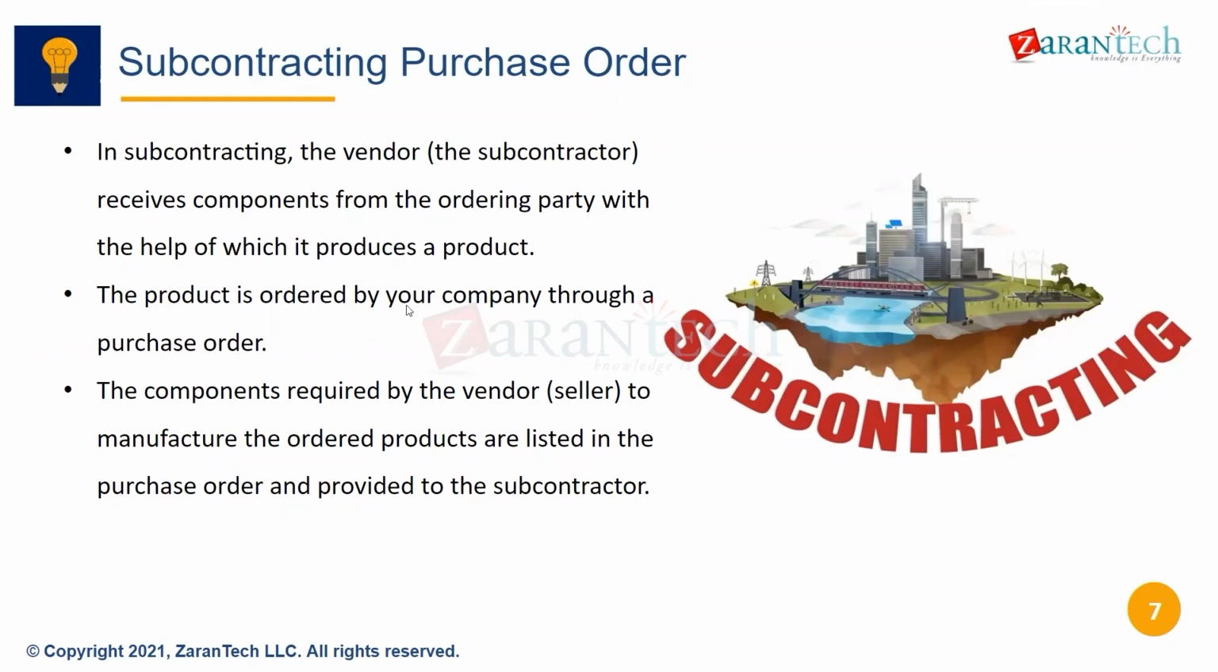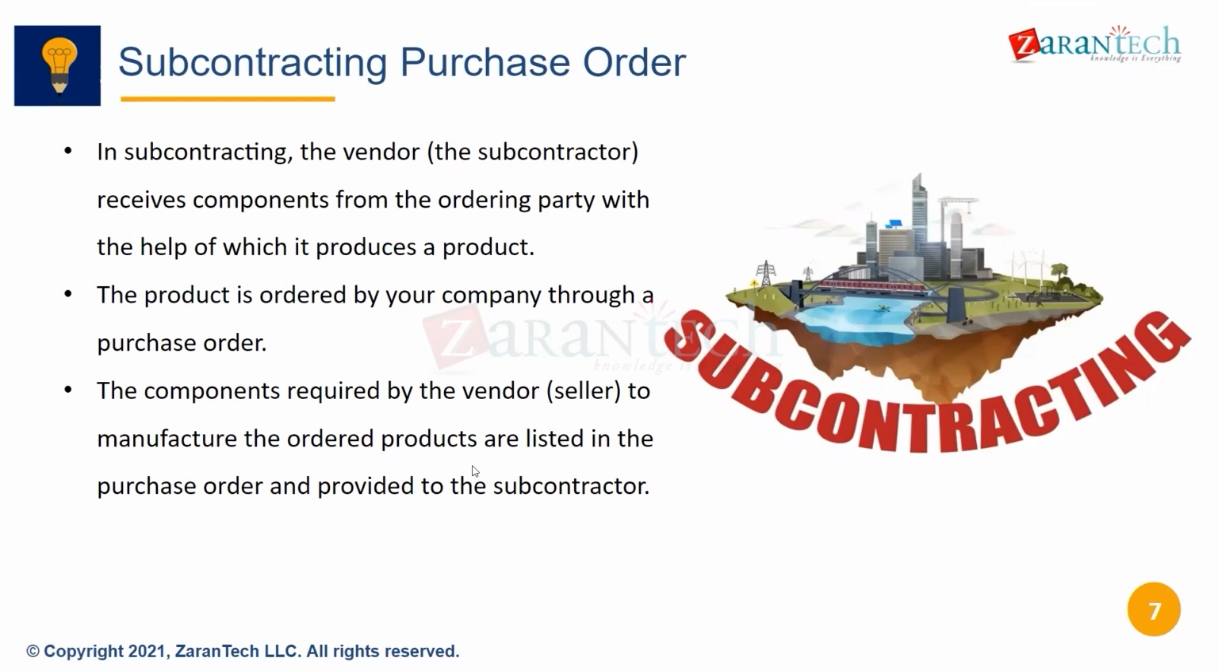Then the product is ordered by your company through a purchase order, meaning we will create one subcontracting purchase order, and by using that subcontract purchase order, we'll receive the final material which is produced by the vendor using our material only. Then the components required by the vendor: we are sending some material or component, let's say raw material, that we need to send first. After receiving that raw material, the vendor will process the material into the final product. That's why we need to send components or material first in the subcontracting process.